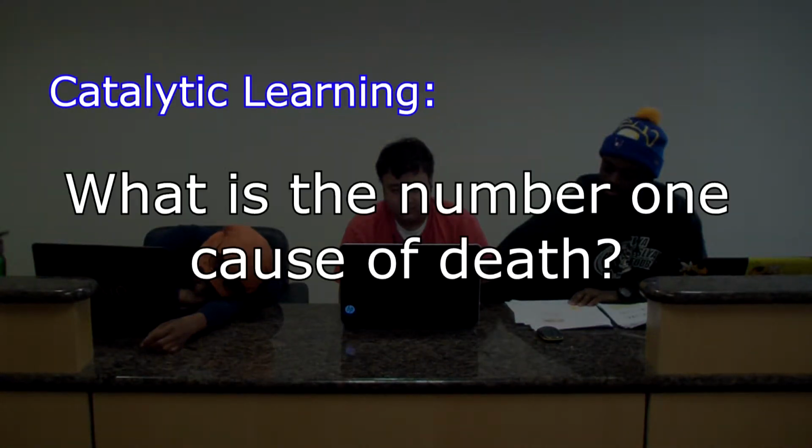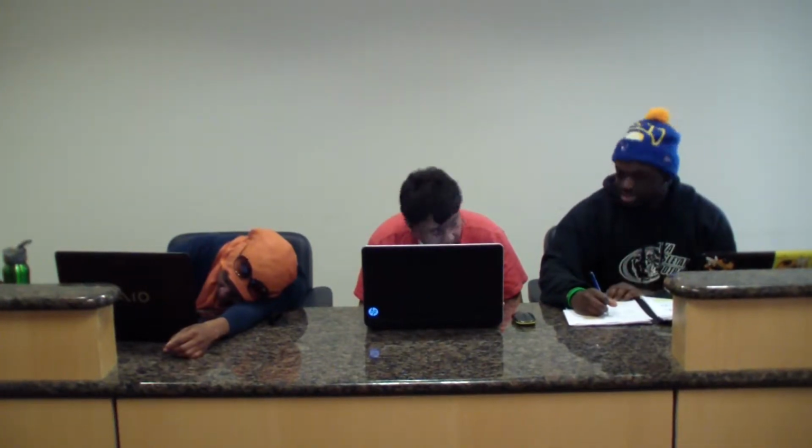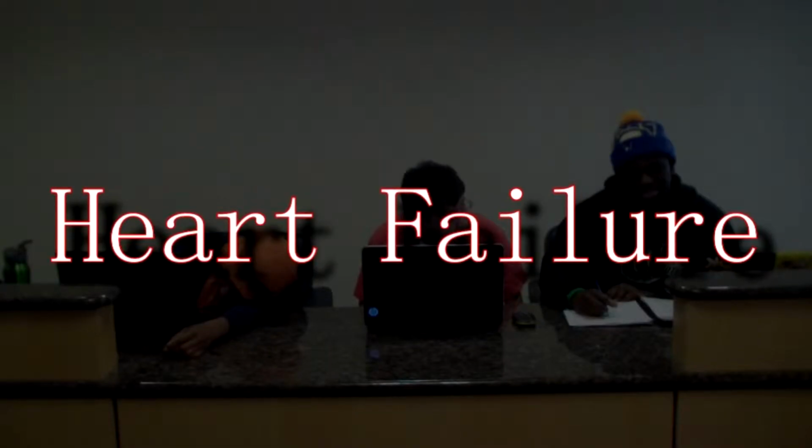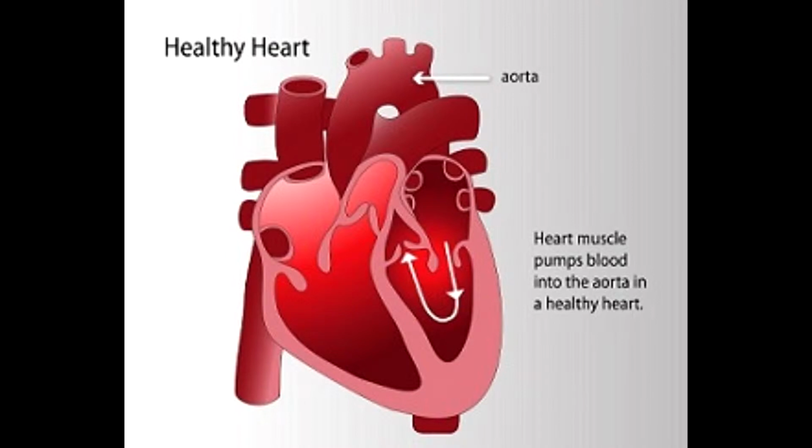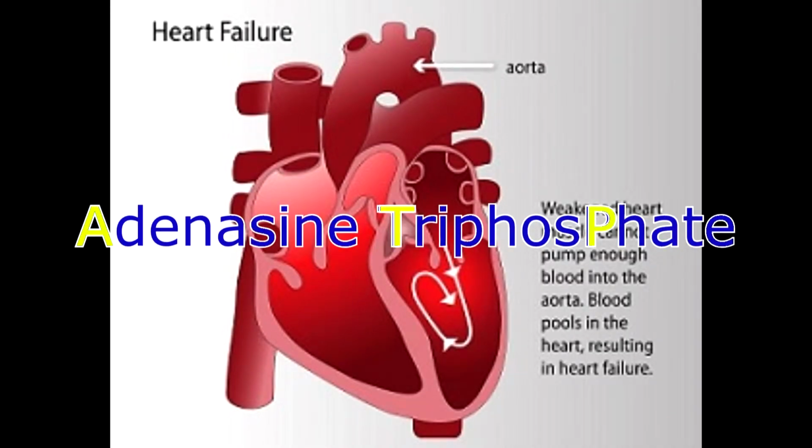The question is, what is the number one cause of death? The leading cause of death in the U.S. every year is heart failure. Each year, about 600,000 people die. This is about the population of Portland, Oregon. Heart failure occurs when your heart becomes starved for energy, or ATP. It cannot pump enough blood and oxygen to meet the demands of the body.